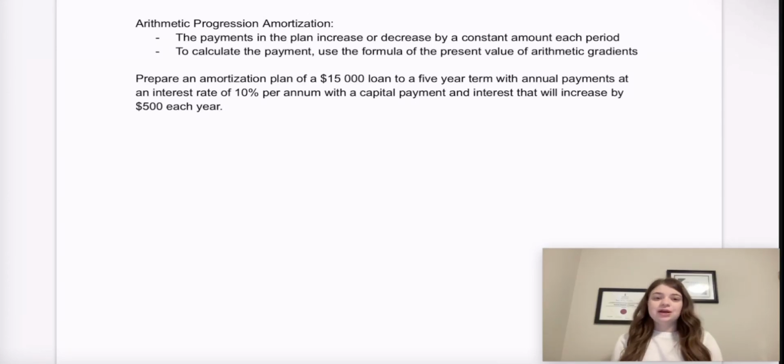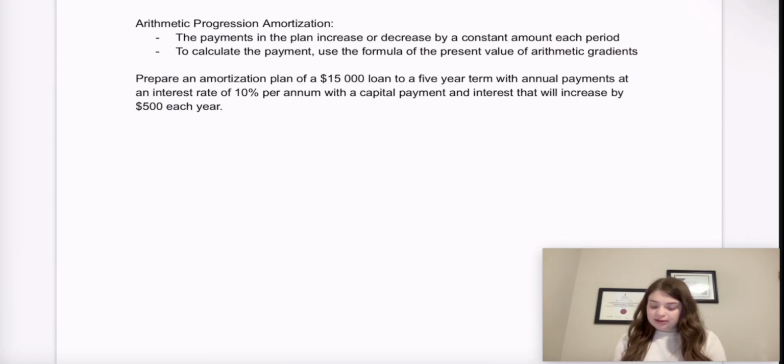So today we're going to be going through this example of arithmetic progression amortization. So what do we mean by that? That's when we have payments in the plan that increase or decrease by a constant value each period. And to calculate the payment, we're going to be using the formula of the present value of arithmetic gradients in general.